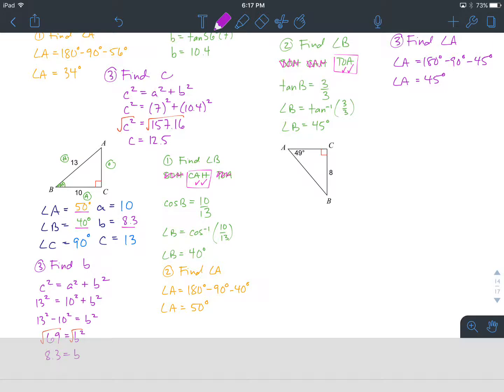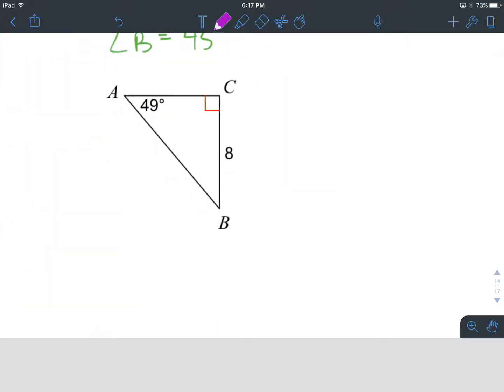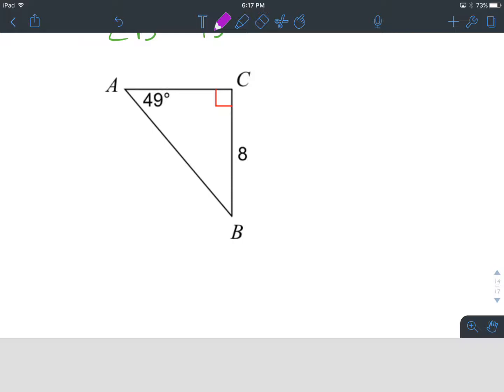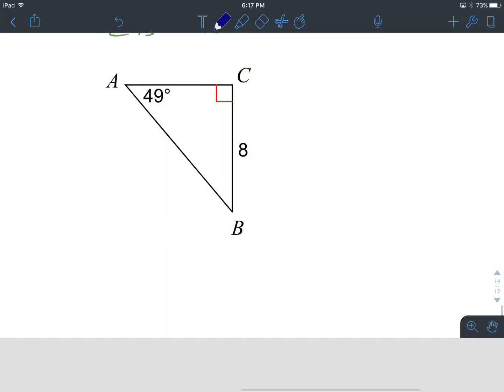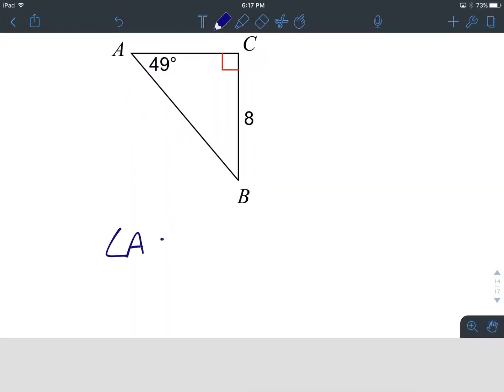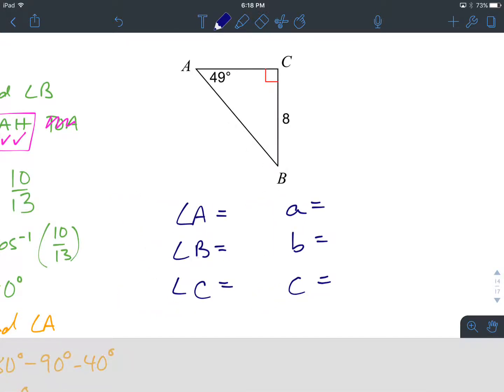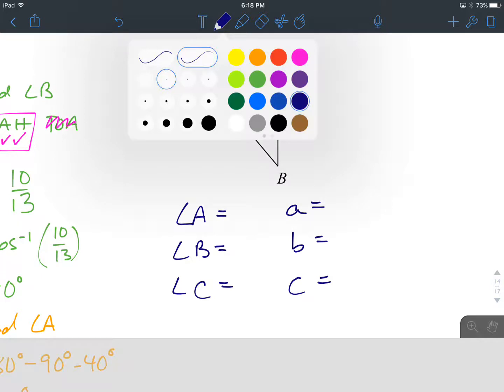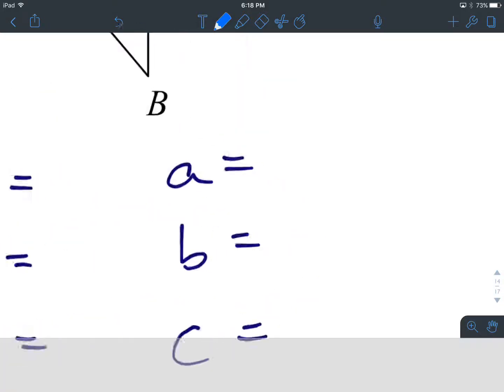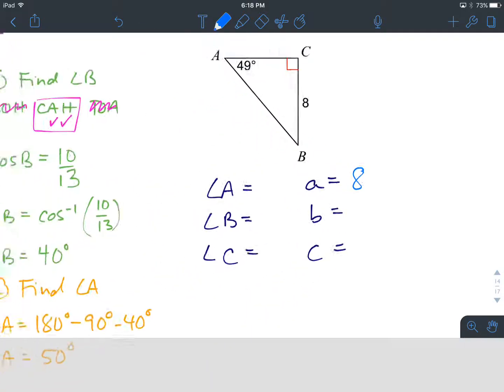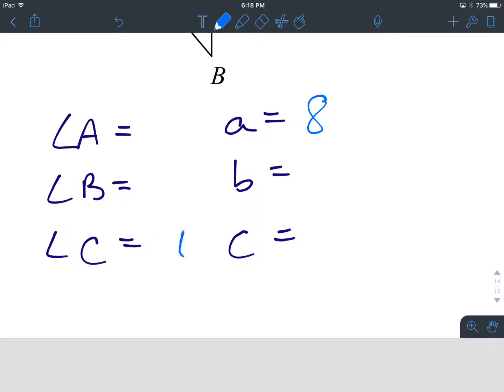Okay, grand finale, here we go. Final triangle starts with a list. Let's make it happen. So we're going to get angle A equals, angle B equals, angle C equals, little a, little b, and little c. Let's see what we've got here. So side little a will be equal to 8. Angle C will be 90 degrees.